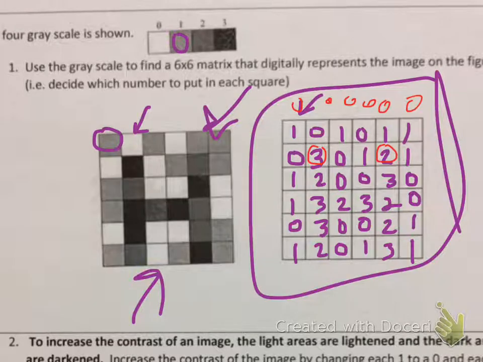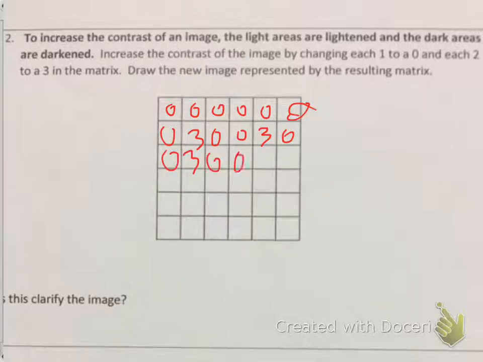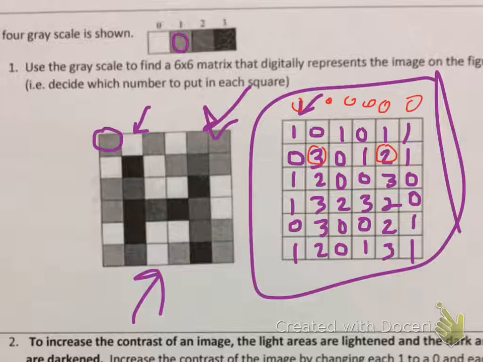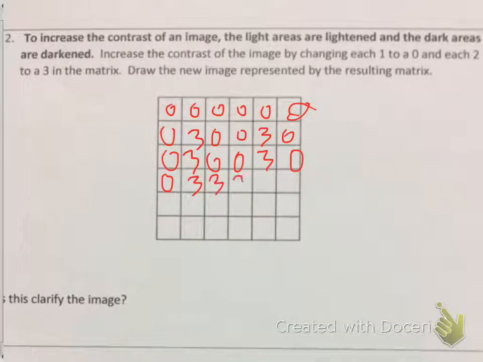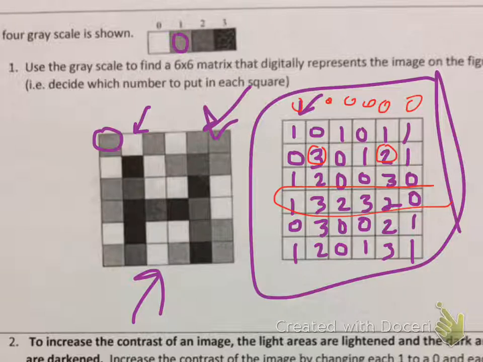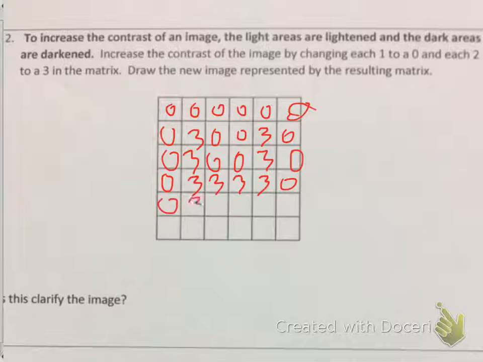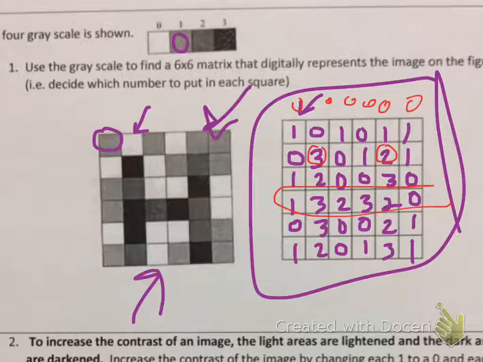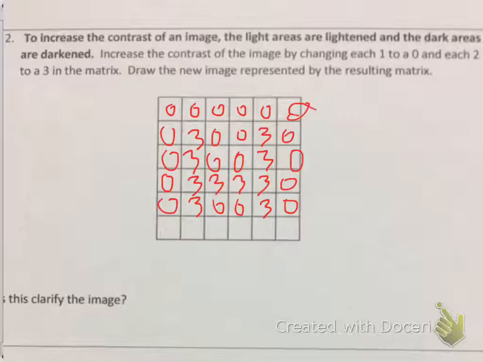Contrast wise, I'm just going to keep flipping back and forth and doing that. So I'm going to go 0, 3, 0, 0, 3, 0 again. And then I'm taking this next row here, so 0, 3, 3, 3, 3, 0. Then 0, 3, 0, 0, 3, 0. And then the last one is going to be 0, 3, 0, 0, 3, 0, just one more time.